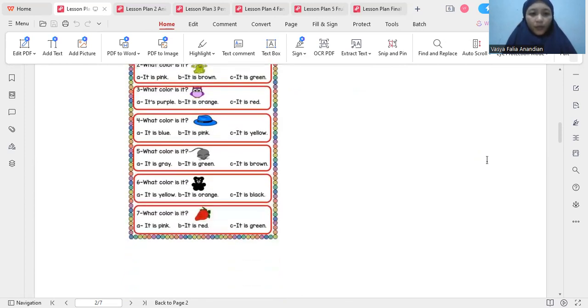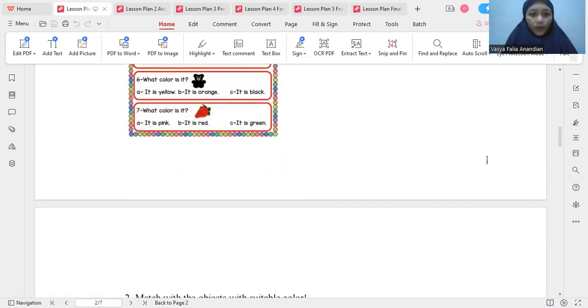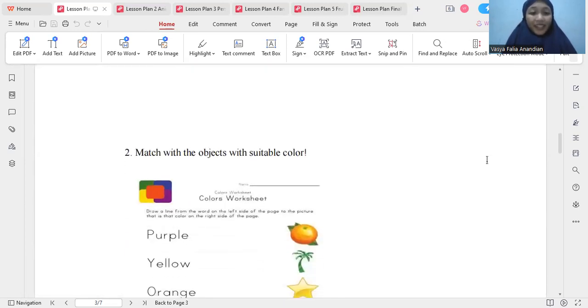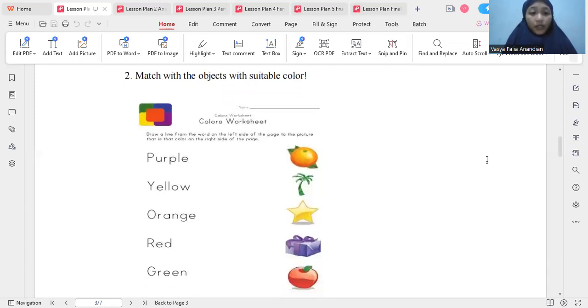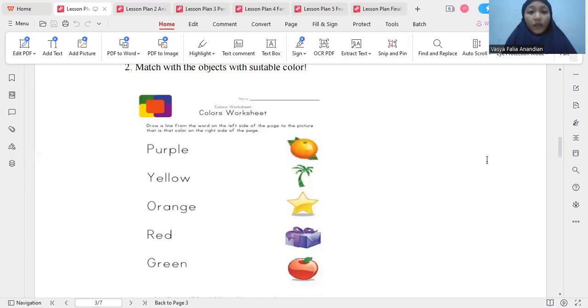So the first one is about multiple answers, and second is the matching question. So the student will be given a worksheet that first, on the right it contains the name of the colors, and on the other side contains the pictures that they need to match according to the text.